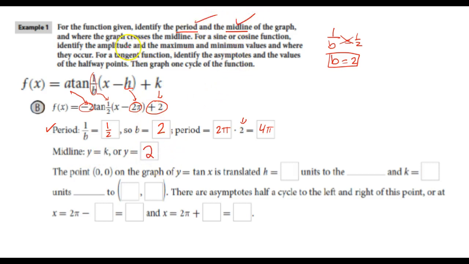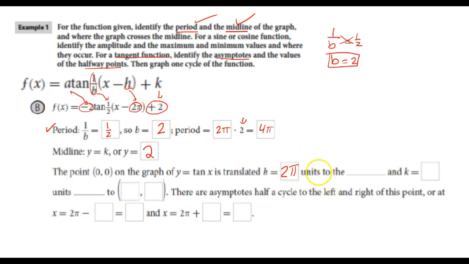That one, and where the line crosses. So here we're also going to find for a sine or cosine function. Since it's not a sine or cosine function, we're going to skip to the third sentence. Tangent, we're going to identify the asymptotes and the value of the halfway points. So it says the point 0, 0 on the graph y equals tan x. So if it was just tan x, this is where it would start. Instead, our h value here is 2 pi. As you can see there, h is equal to 2 pi.